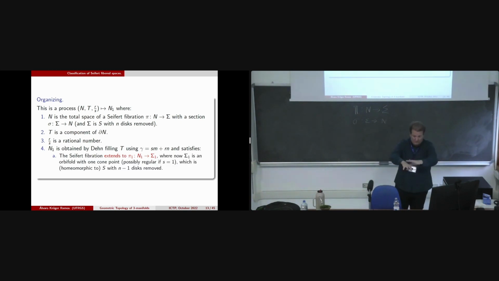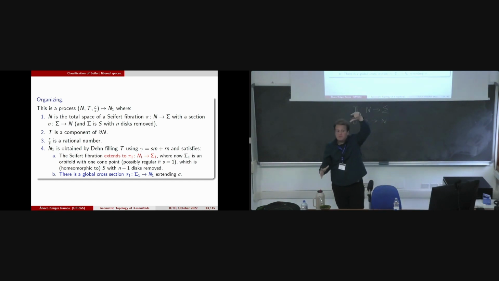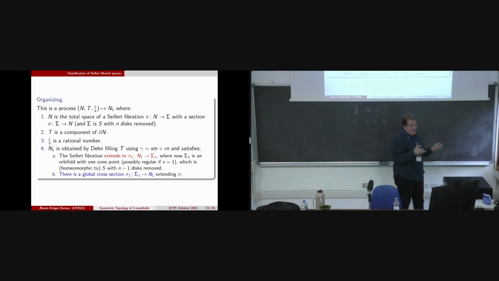The base space is now an orbifold with one cone point, and we have another n-1 disks to be filled. And also, there is a global cross-section, because you have this disk, right? The fibers intersect only one time, even inside this disk. And now we have an extension of the global cross-section.